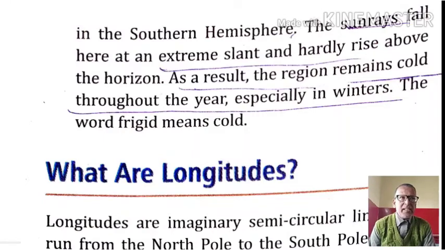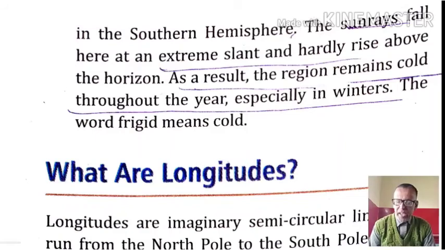So we see that the heat zones are named on the basis of important latitudes. That is one criterion, and another criterion is the nature of sun rays that also decides the heat zones. We have seen that in torrid zones the sun rays fall vertically overhead, and that is why this area remains hotter. Torrid means heat.